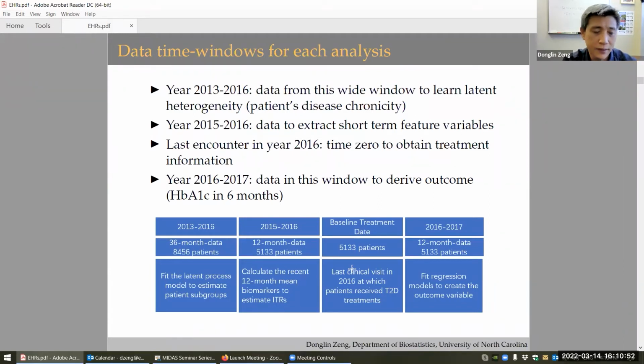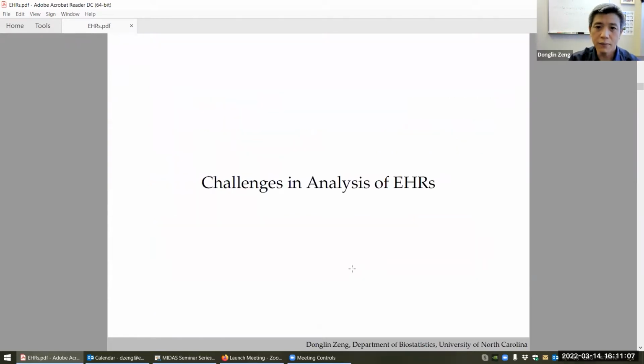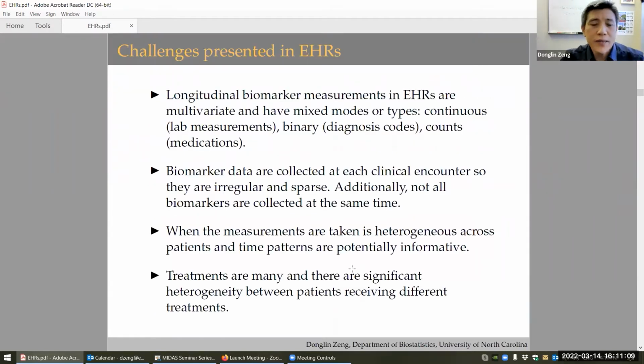And the treatment data is the last visit in 2016. And all the information up to the end of 2016, we're going to use to try to define what kind of outcome we're going to use. So this is how we set up the problem.